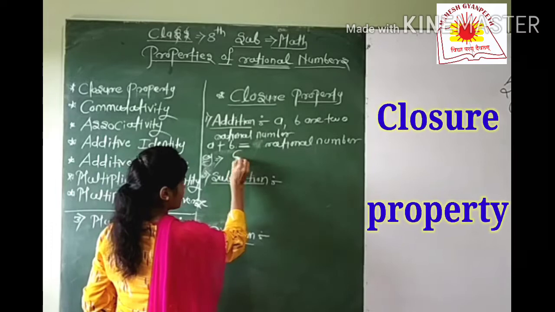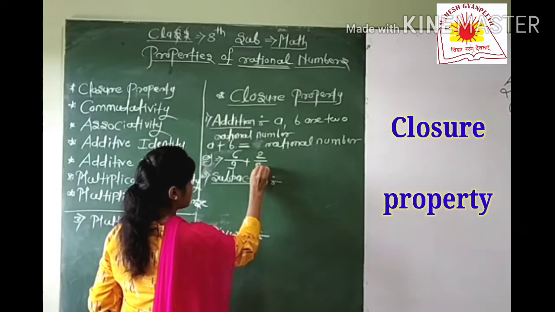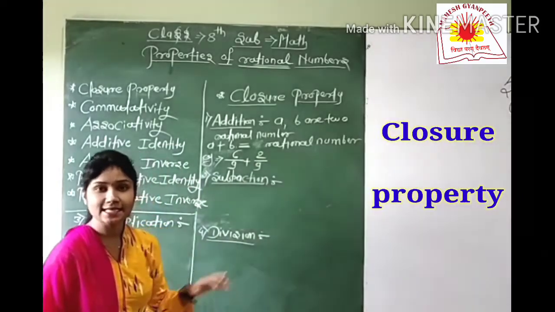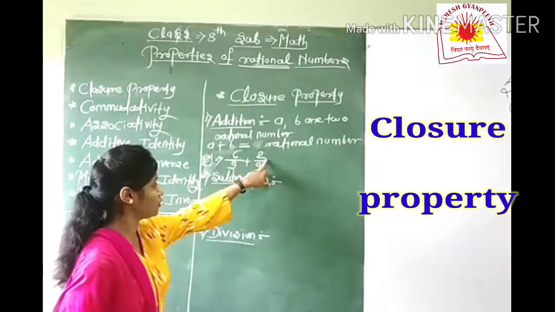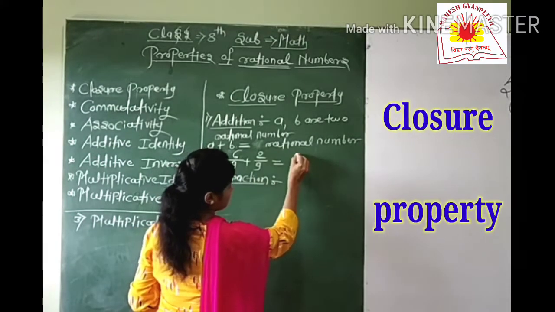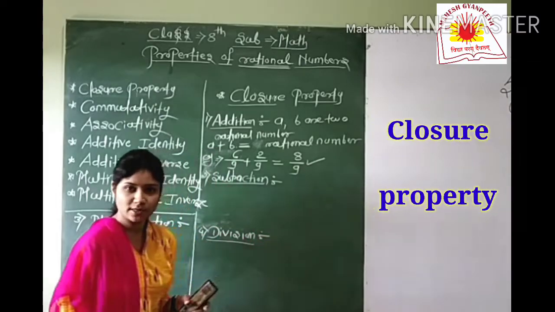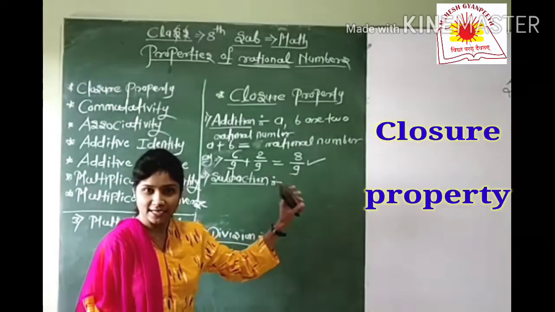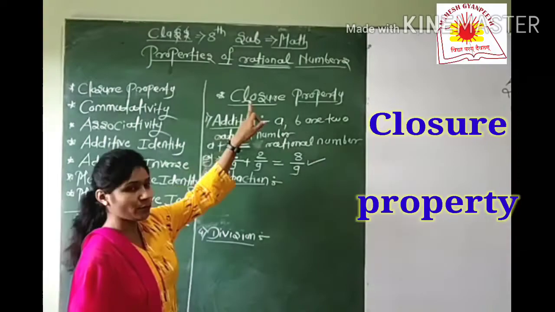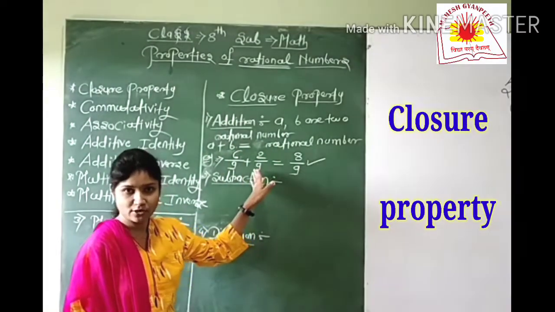For example, 6 upon 9 plus 2 upon 9. A simple example we take here. After adding, 6 plus 2 is 8, so the answer is 8 upon 9. Tell me, 8 upon 9 is which number? 8 upon 9 is a rational number. Yes. Then the closure property is applicable on addition.